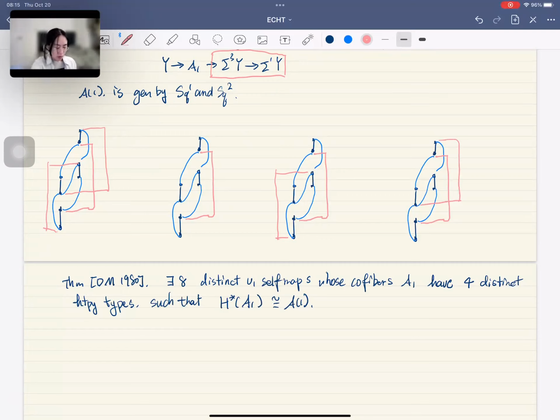Right, so I should also mention, if you consider the Spanier-Whitehead dual, those two are dual to each other. And the ones with only one optional Sq4, they are self-dual.